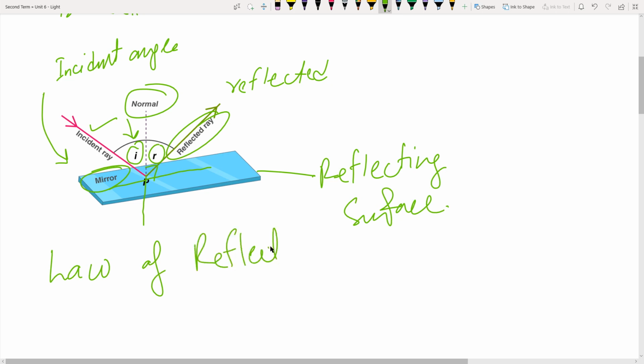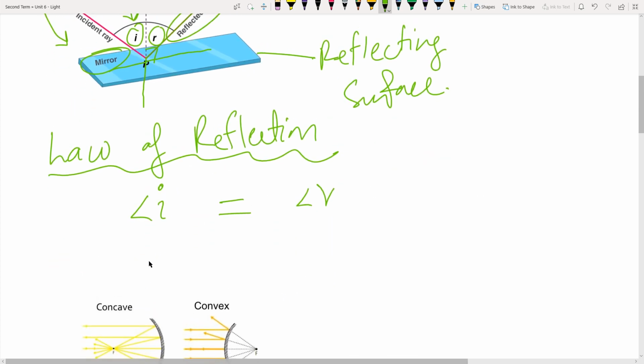Now, when we are talking about reflection, we come across the law of reflection. What does the law of reflection suggest? That this angle I should be equal to angle R. Now, in class, if you remember, on the board, I wrote these as theta I, theta being the angle, and theta R. They're just represented by I or R. You can represent them as these. So theta represents angle. It's a mathematical symbol that I've used in the classroom.